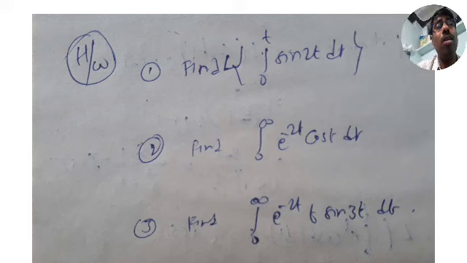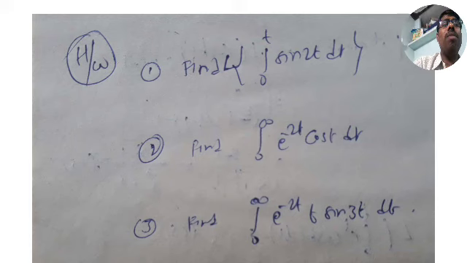That is the first method. The next two are from the second method, finding integrals by using the definition of Laplace transform. Find integration 0 to infinity e power of minus 2t into cos t dt. Here it is L of cos t. Find L of cos t, that is s by s square plus 1. Put s equal to 2, that gives the answer.